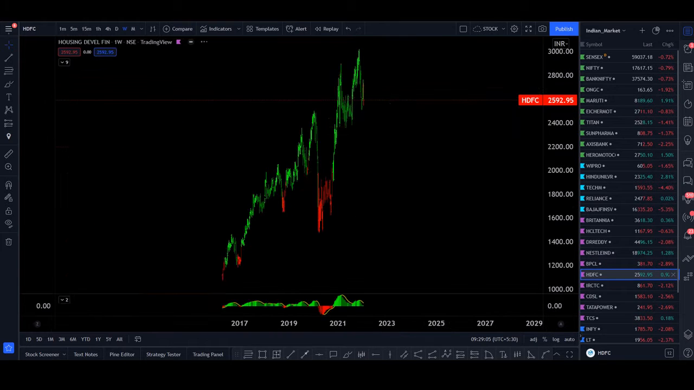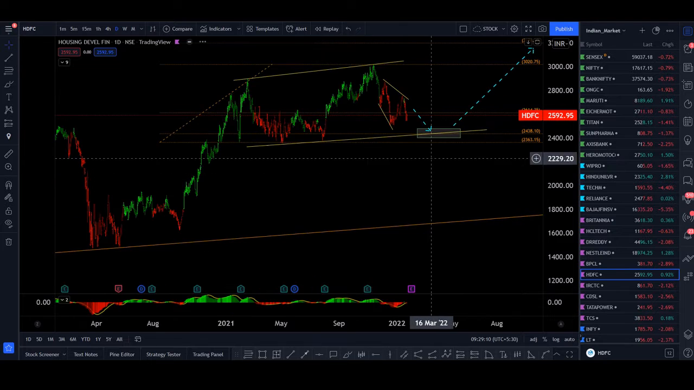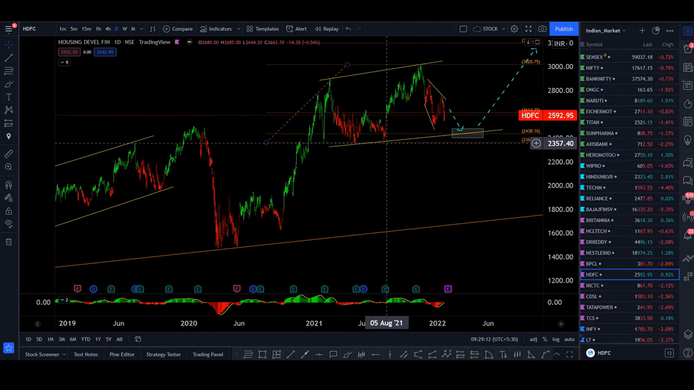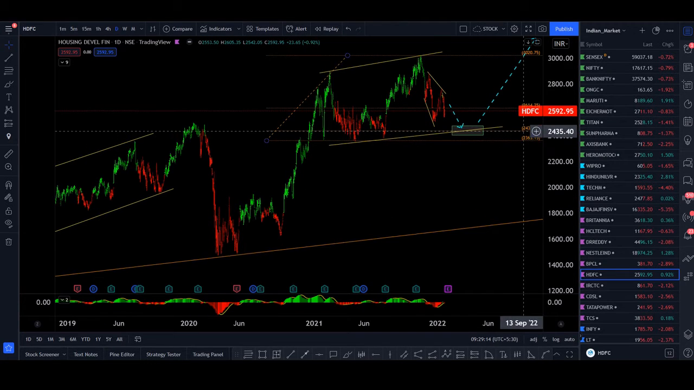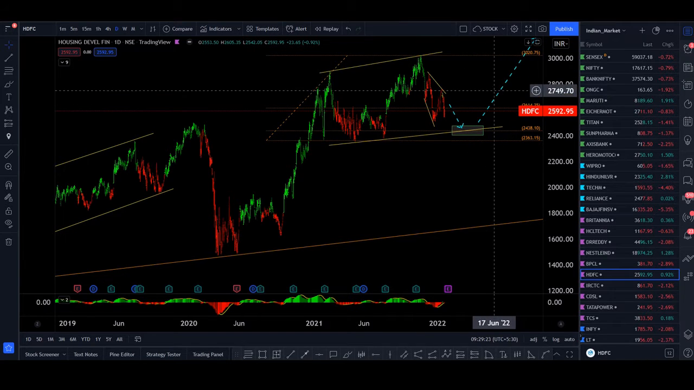Okay, going to HDFC, where again it's almost ending this particular wave, and we still have to wait. It can actually reach 2400 rupees approximately, and then it will have an impulse up where we will be entering the trade.